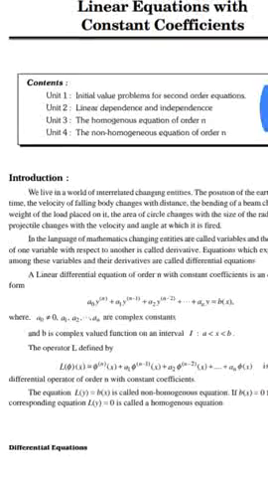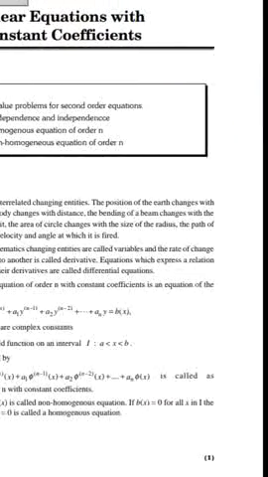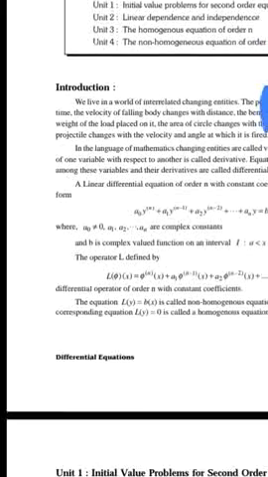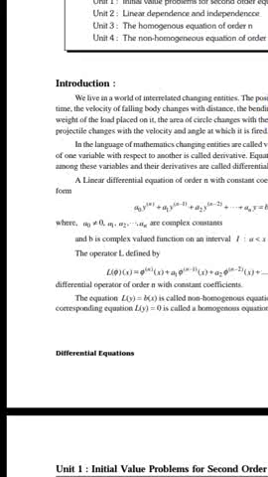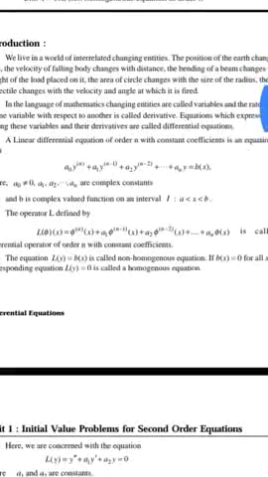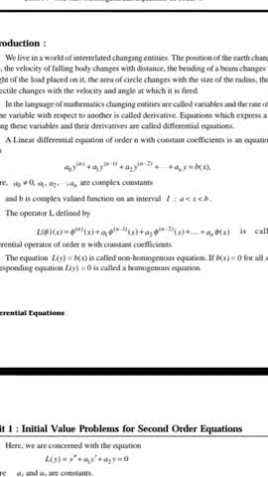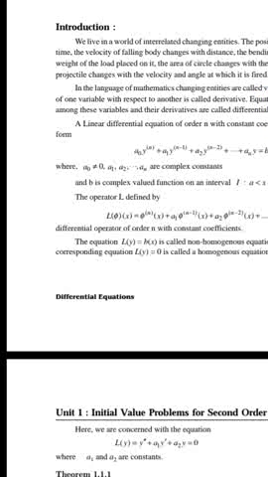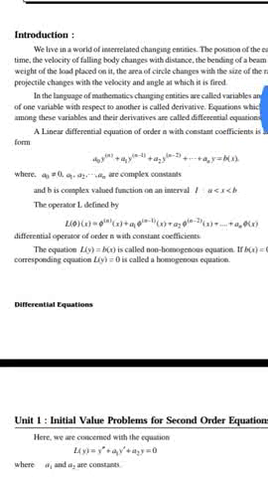A linear differential equation of order n with a constant coefficient is an equation of the form a0 y^(n) plus a1 y^(n-1) plus a2 y^(n-2) plus ... plus an y is equal to b(x), where a0 is not equal to 0, a1, a2, ..., an are complex constants and b is a complex valued function on an interval I.